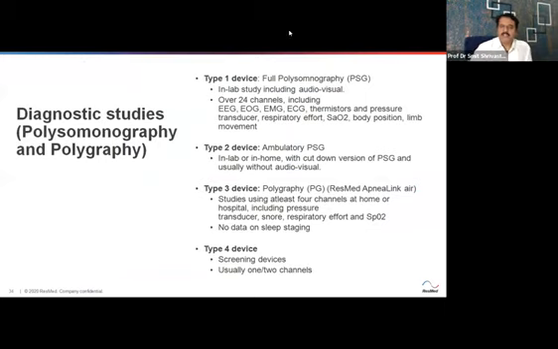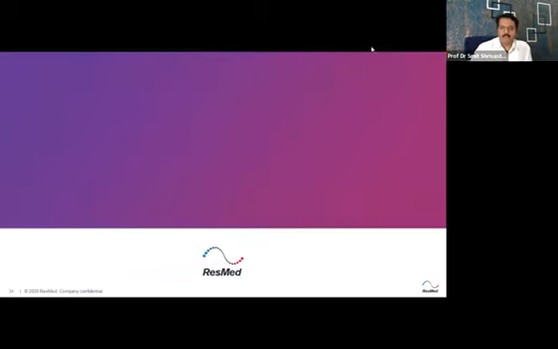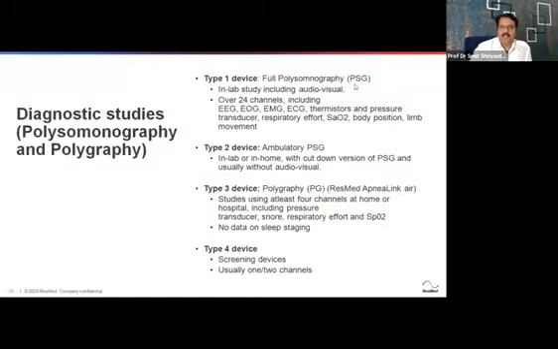So type 1 devices, that is full polysomnography, include an in-lab study, audio-visual recording, 24 channels, EEG, oculograms, EMGs, ECGs, thermistors, pressure transducer, respiratory effort. The person is wired throughout, and everything is being monitored: how much limb movement happens, and whether this limb movement is related to the saturation, the respiratory effort, the body position, and the snoring.